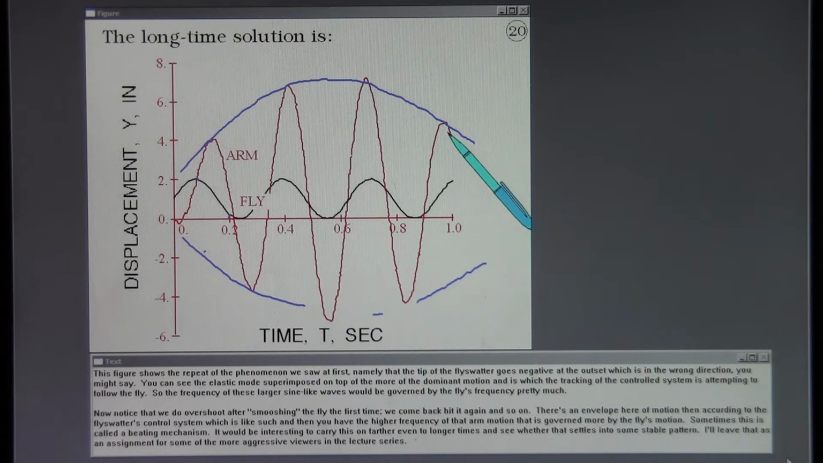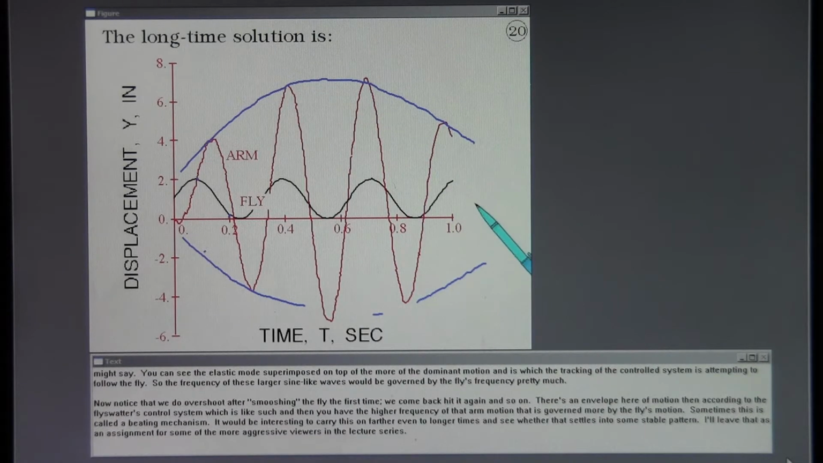It'd be interesting to carry this on farther, even to longer times, and see whether that settles into some stable pattern. I'll leave that as an assignment for some of the more aggressive viewers in the lecture series.